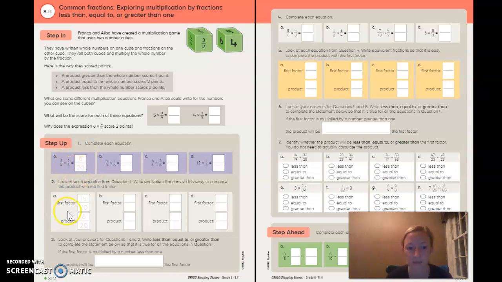Okay? So the first factor, they said, let's compare it. Let's change that so that it has the same denominator as the product, or the answer. We knew that our answer was 6/20. You can see that right here, 6/20. So they want to compare 3/4 to 6/20. And we know that when we compare fractions, we need to have them with the same denominator. So how do I get a denominator of 4 to turn into a denominator of 20? What do I need to multiply by?